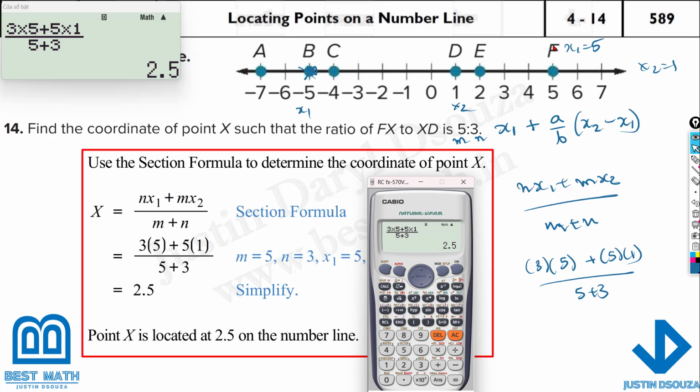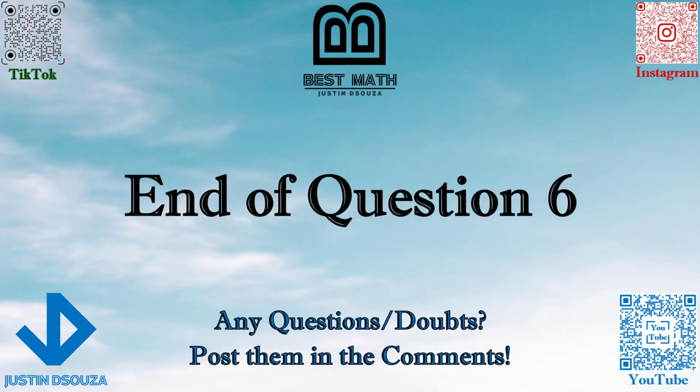Now here they have told F to D. Even if it's F to D or D to F, it's fine. It depends on which is told first. First is F, then we go to X, and then we go to D. That is the end of this question.